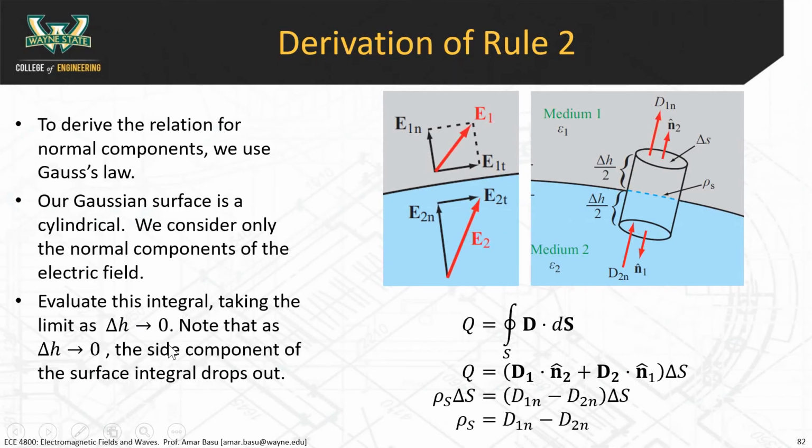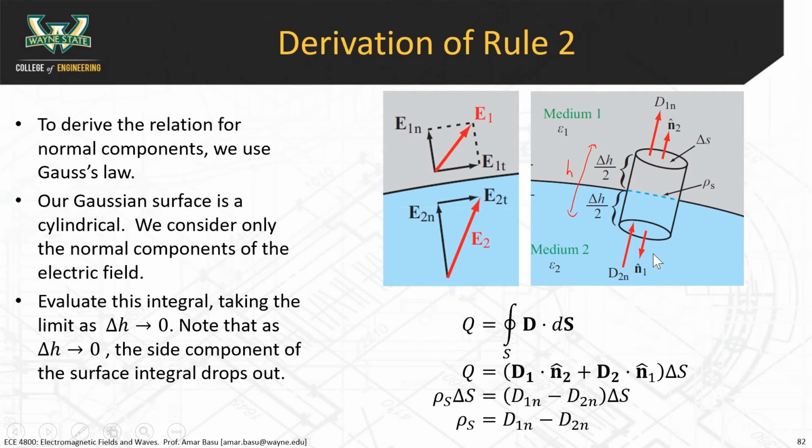So in this case, our Gaussian surface is going to be a cylinder. And that cylinder you can see right here. Now, like before, we are going to assume that the length of the sides of the cylinder is equal to h, and we're going to make that h go towards 0. Okay, so the cylinder is going to become short and fat. All right, so when we do that, the surface integrals on the sides of the cylinder go away.